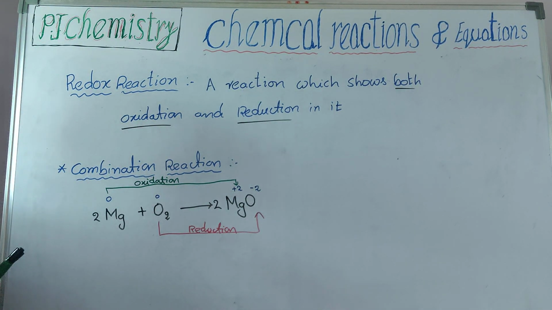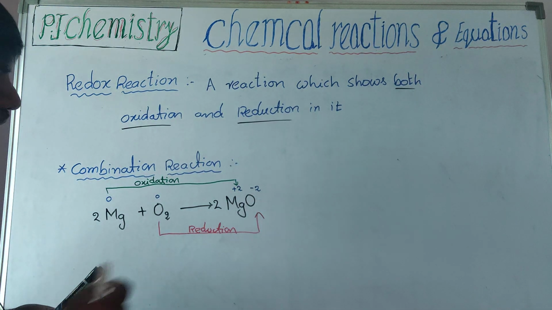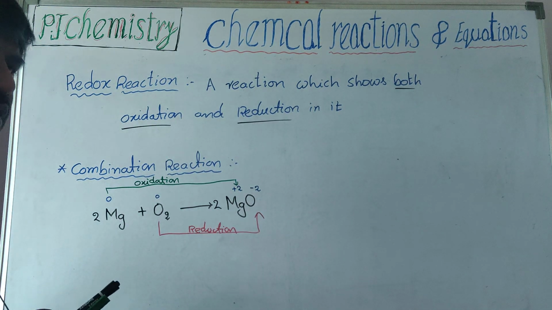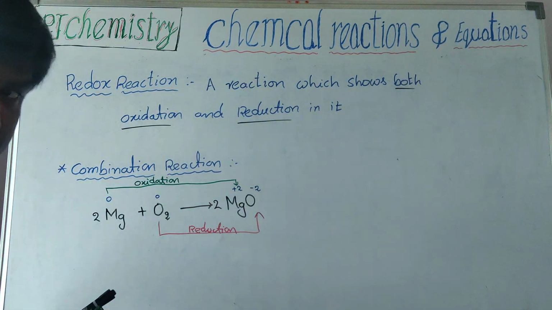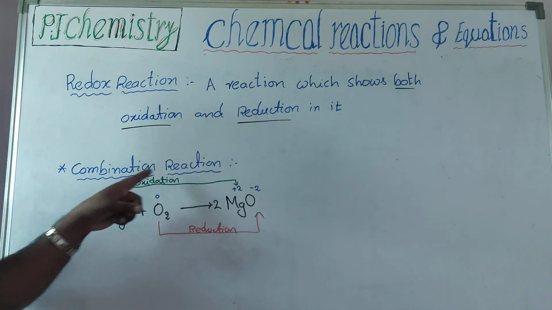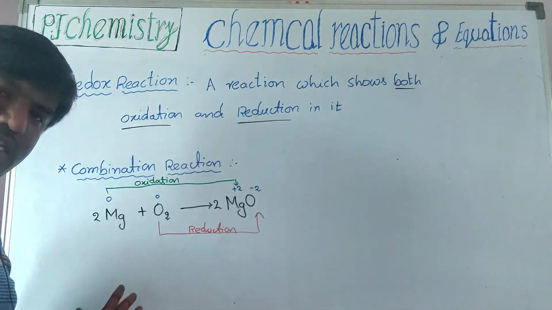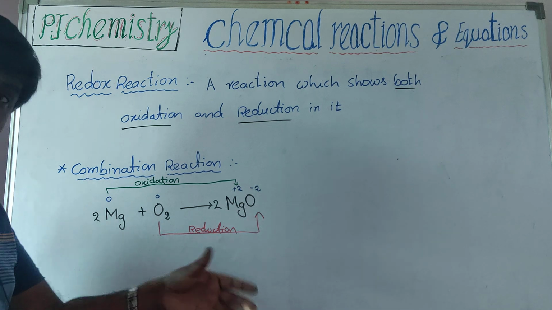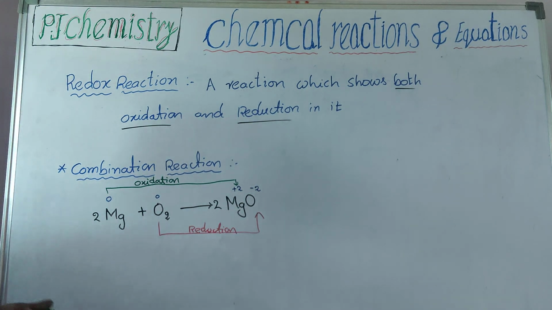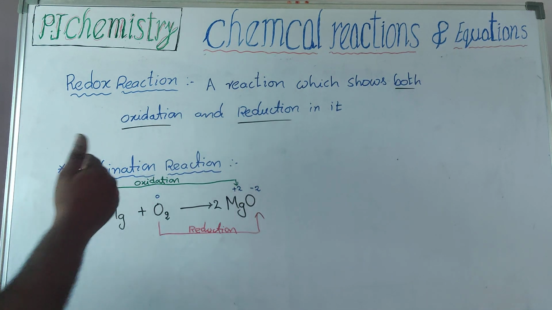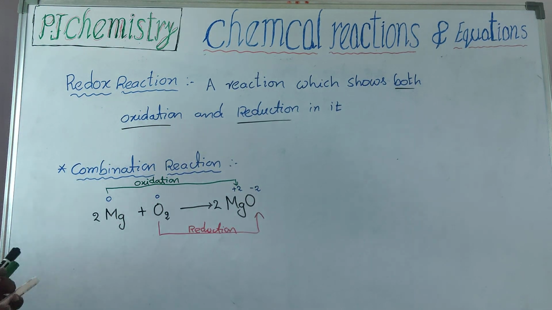They will ask one more thing here: find out the oxidizing agent and reducing agent. The one undergoing oxidation, we call reducing agent. The one undergoing reduction, we call oxidizing agent. So while giving answers, we have to give like this.